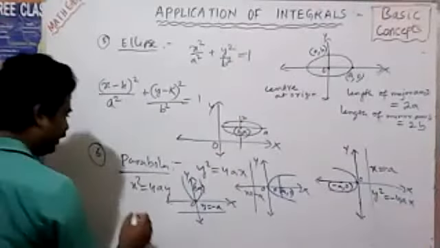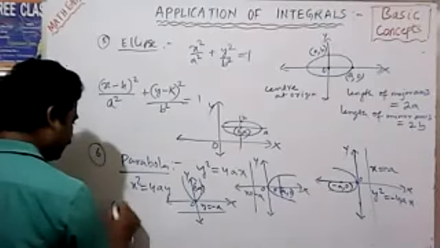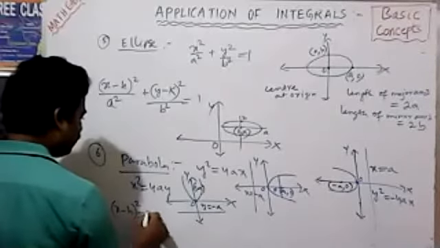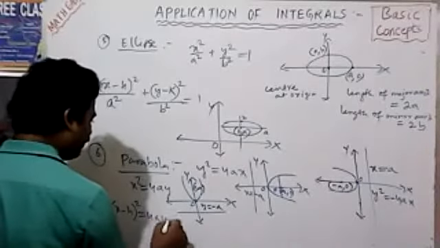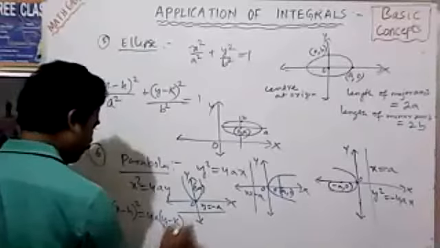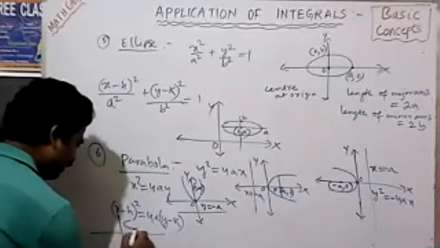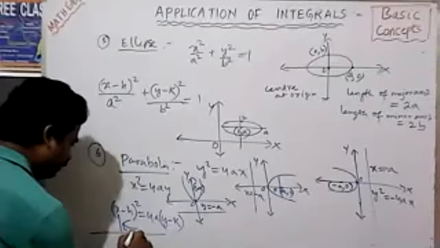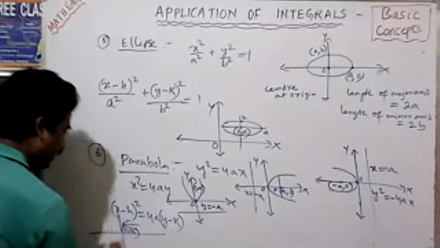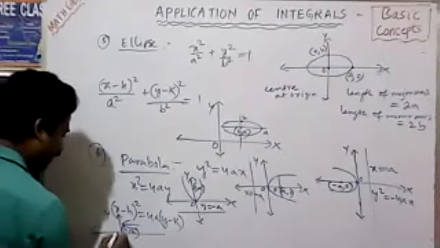Similarly, if you want to say, (x minus h) whole square is equal to 4a (y minus k), that value comes in this way. You can say this point is equal to (h, k).